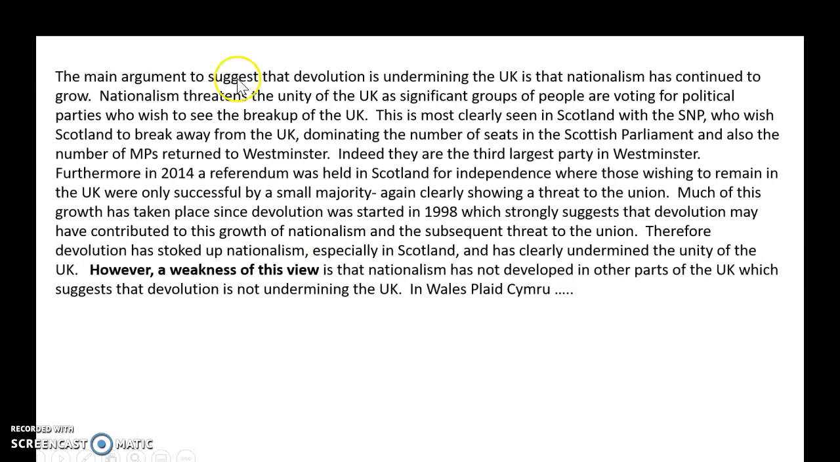So the main argument to suggest that devolution is undermining the UK is that nationalism has continued to grow. Nationalism threatens the UK, blah blah blah, Scotland, and then I put, however, a witness of this view is that nationalism has not developed in other parts of the UK, which would be my counter argument, which I didn't bother to write out, but obviously I would for an essay. Notice as well, this is something which people do miss in normal essays, so I'll just highlight it now, is this AO3 sentence, therefore devolution has stoked up nationalism in Scotland and therefore undermined the unity of the UK, before I come on to this counter argument.